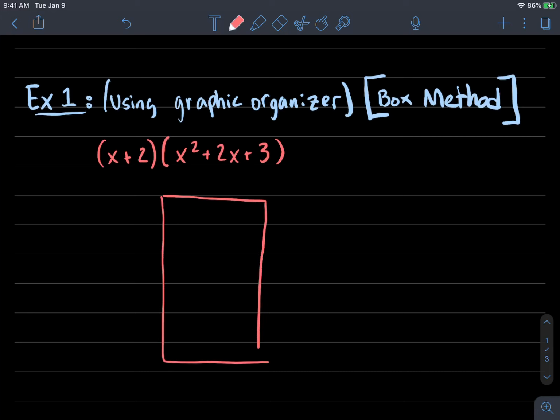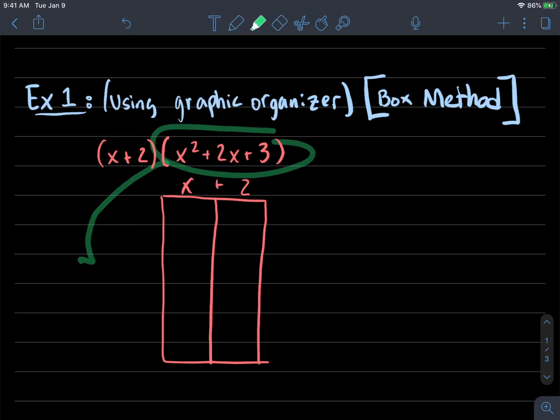We're going to put the x and the +2 here on the top, so that means we're going to divide it here into two spaces. However, we're going to rewrite this one going down here. So it's going to have x squared plus 2x plus 3. So we're going to want to divide this into three sections. And if you remember the video from section 25-1, you'll know how to use the box.